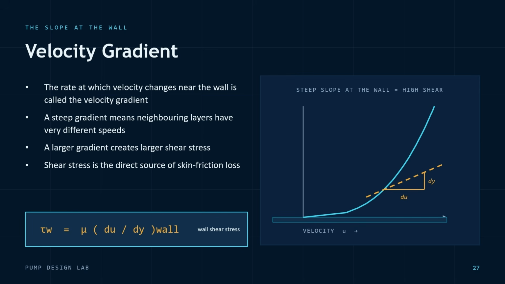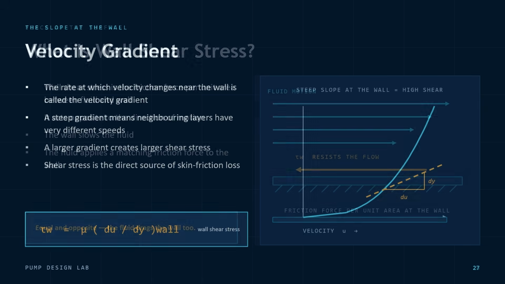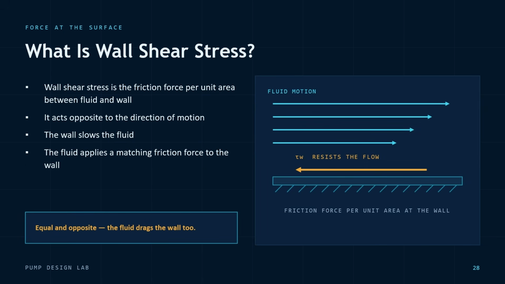Let's now translate that velocity gradient into the actual friction force acting on a wall. What is wall shear stress? Wall shear stress is the friction force per unit area acting between the fluid and the wall. The wall pulls backward on the fluid, opposing its motion. The fluid applies an equal and opposite friction force to the wall. In a pump, this shear stress exists over all wetted surfaces, and the total effect contributes to hydraulic loss.